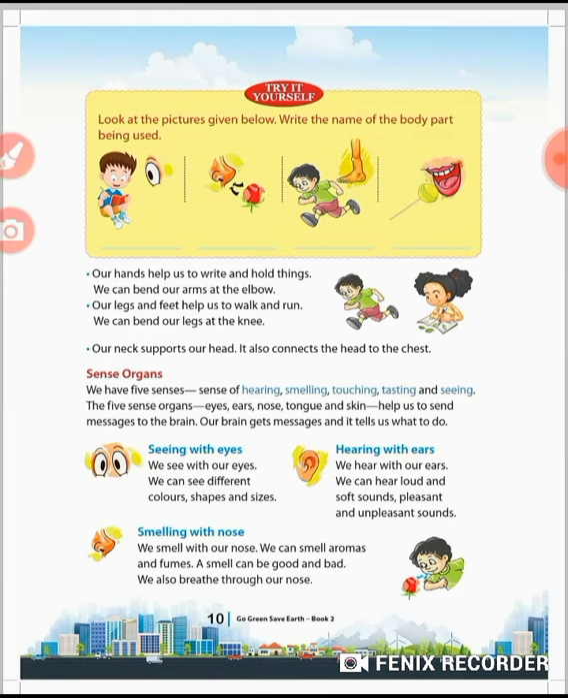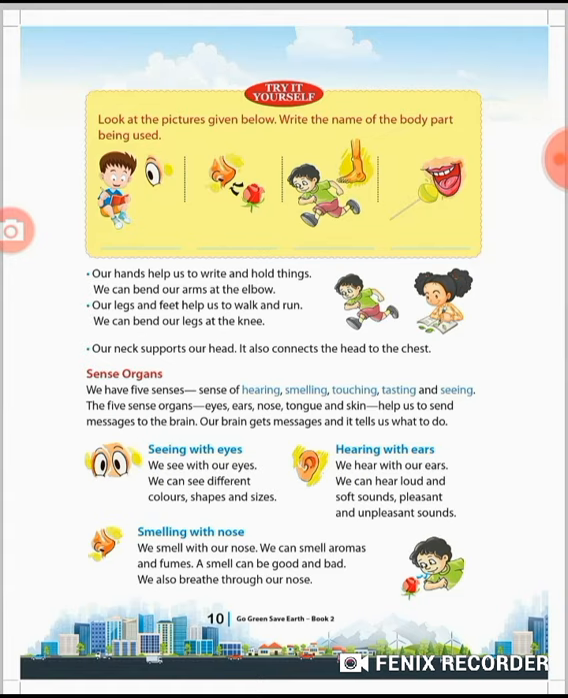Let's read more about it. Here you have given seeing with eyes. Let's read what is written there. We see with our eyes. We can see different colors, shapes, and size. Yes, children. We have 2 eyes. We see with our eyes.